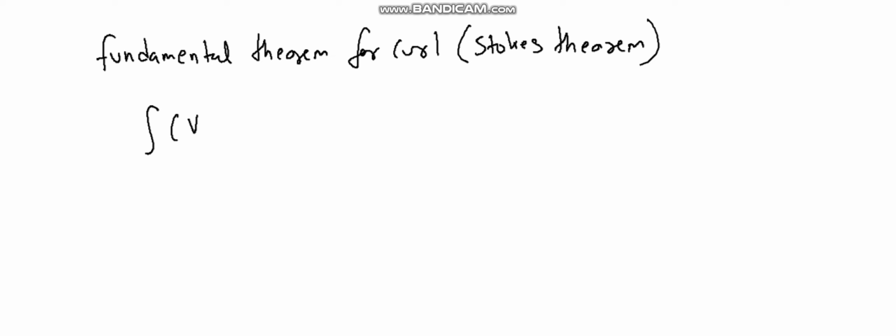It says that when we take the curl of a vector field V and take the surface integral over a surface, that is equal to the line integral, actually the closed line integral along a path, and that path actually forms the boundary of that surface.